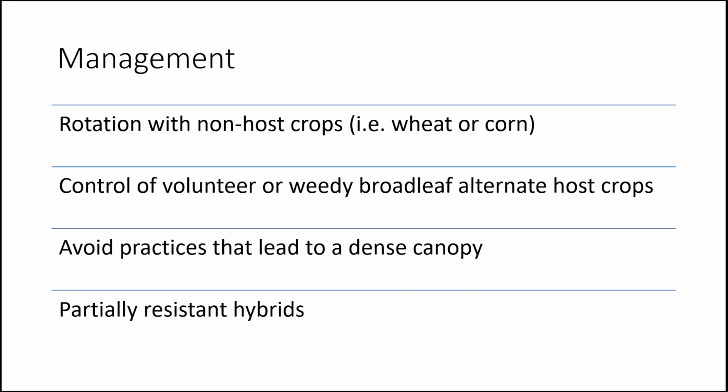There are some partially resistant hybrids out there that are available if this disease is a problem in your fields. There is some research out there that there are fungicides that can be applied, but most of the research suggests that the fungicides are cost prohibitive. So you would want to carefully consider fungicide application and the cost before utilizing those.